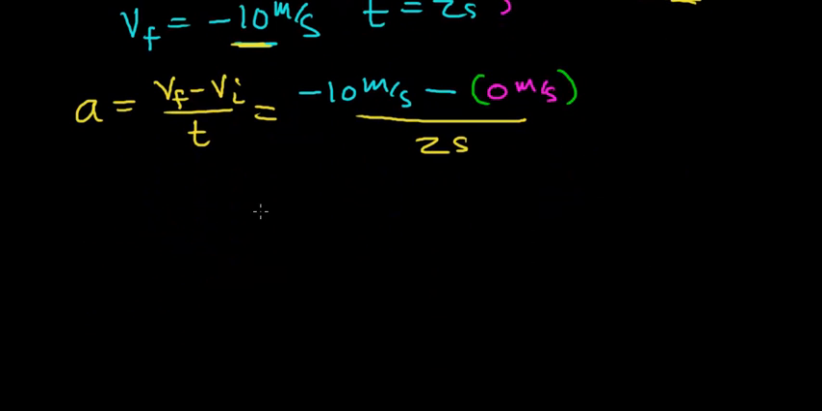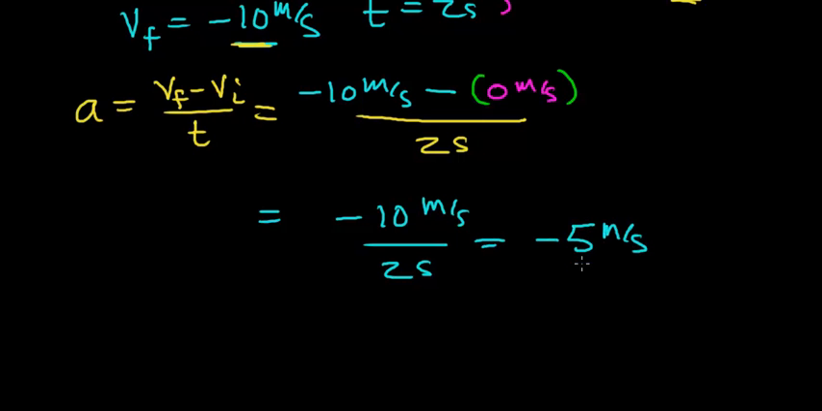Now when I do that, what I'll get is negative 10 minus 0 is negative 10 meters per second divided by 2 seconds. Now negative 10 divided by 2 is going to be negative 5 meters per second per 1 second. So the velocity will change by negative 5 meters per second, or meters per second squared.